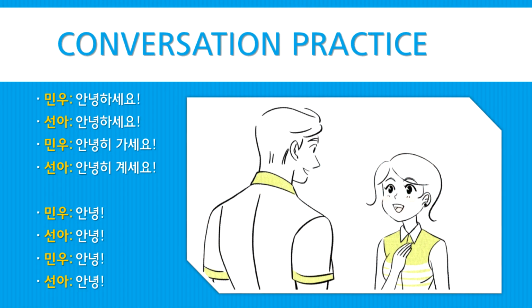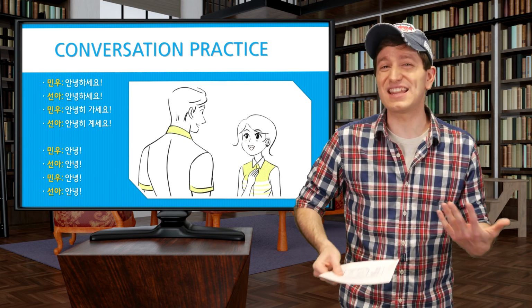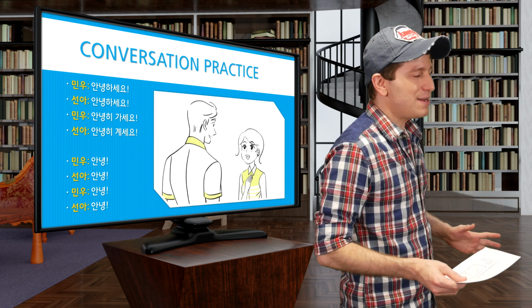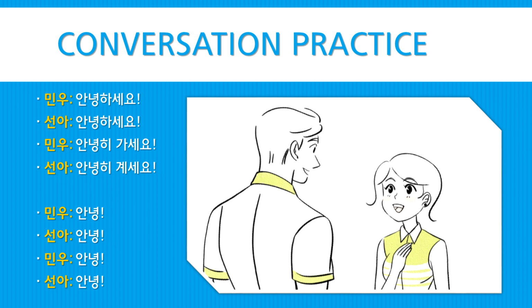First, 민우 says, 안녕하세요. Then 선아 says, 안녕하세요. 민우 replies, 안녕히 가세요. And 선아 replies, 안녕히 계세요. This is a polite conversation between two people who are not close friends or at least are not the same age. Now let's take a look at the same conversation between two close friends who are the same age. 안녕, 안녕. Hello, hello, goodbye, goodbye.